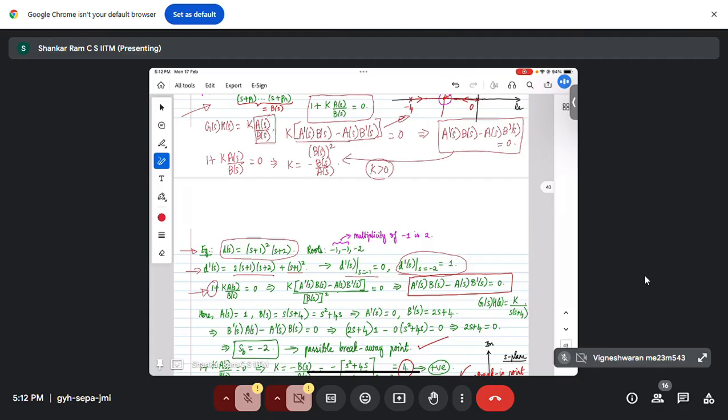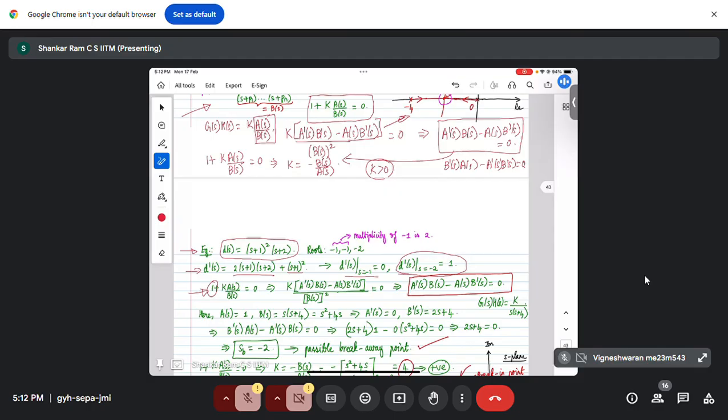So we substitute the solution into this, and only when k is greater than 0, because that is a premise under which we are constructing these steps, right? Only for those values of s where k is greater than 0 are actual breakaway or break-in points, okay? So some will write the same equation as B prime of s times A of s minus A prime of s times B of s, okay? That's how it would be written in the notes and many textbooks. So it's the same equation, we have just taken the factors to the other side, okay?